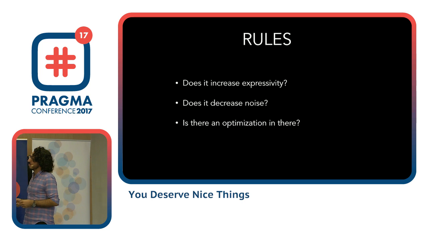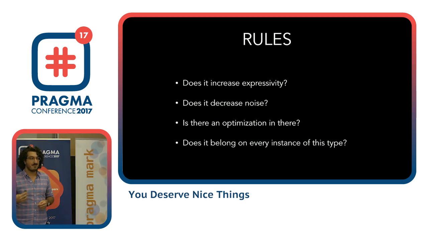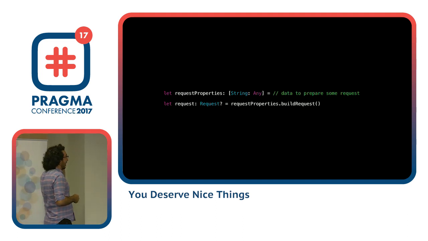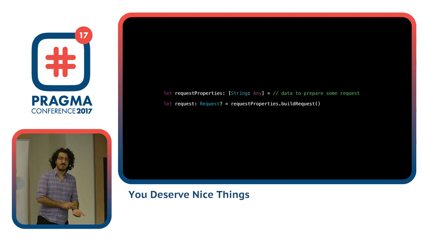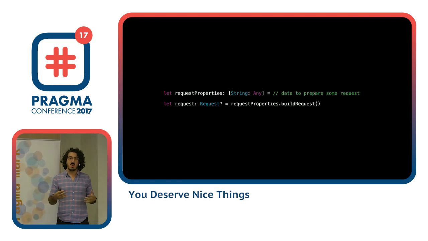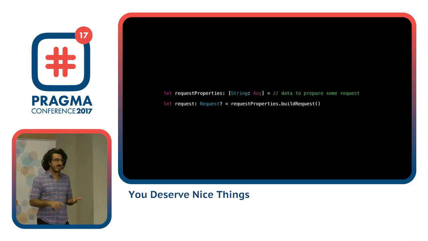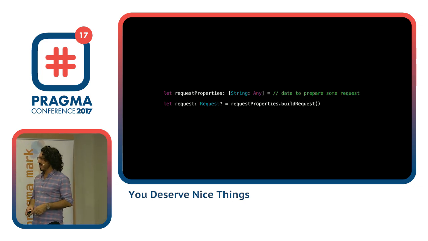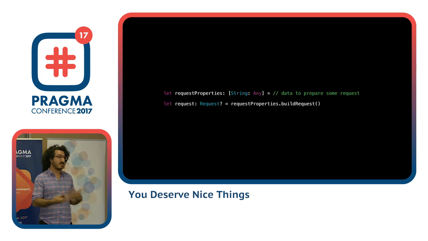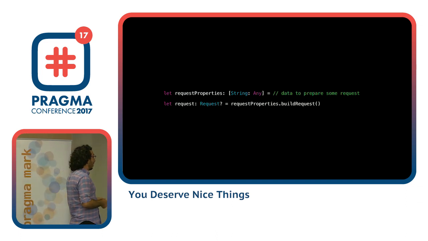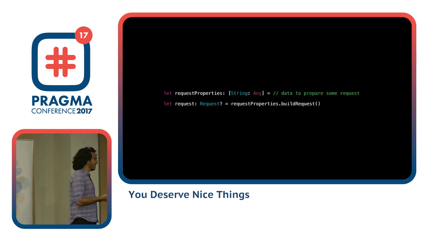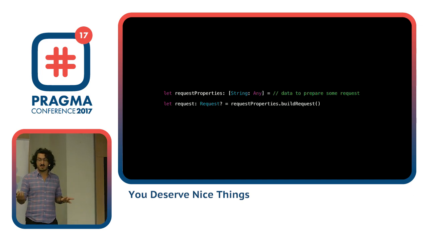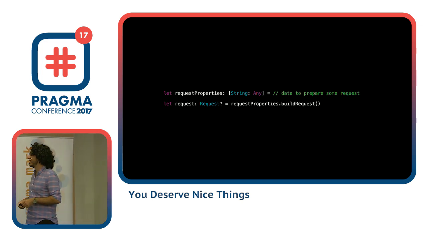Rule number 4 is, does it belong on every instance of this type? Let's take a look at an example. Imagine you had a dictionary in your app, and that dictionary stored a bunch of properties for a request. So it stores maybe a path, a method, a timeout, maybe some query parameters, a bunch of stuff. And you want to be able to build a request from this dictionary. Now, if you follow just the other 3 rules, this is a nice thing to put into an extension, right? You just put all this code in an extension on dictionary, and you could just call buildRequest, and it'll build your request.